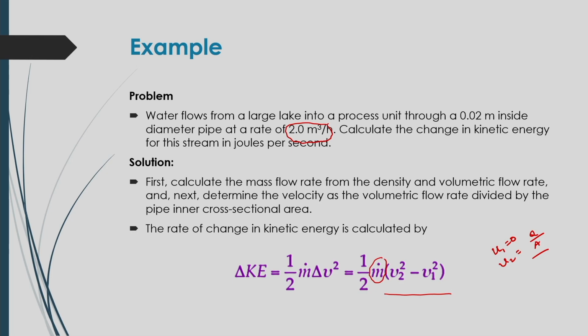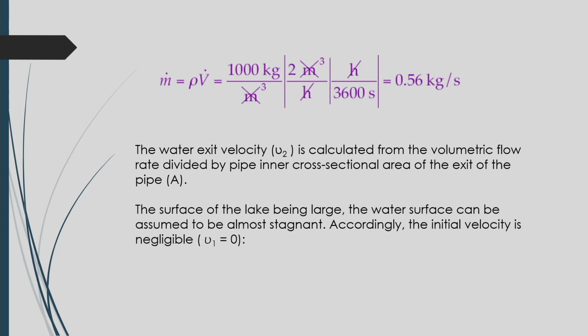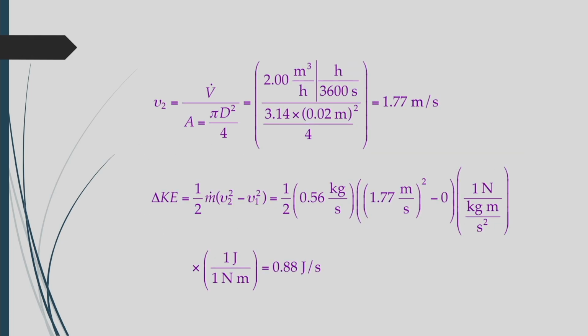Since here the fluid is water, the density of the water is 1000. So, we can say that the mass flow rate will be equal to 2 into 1000, so it will be coming as 2000 kg per hour here. If you substitute this mass flow rate, after substitution you can get this kinetic energy as 0.88 joule per second.